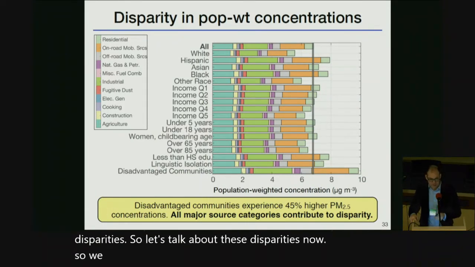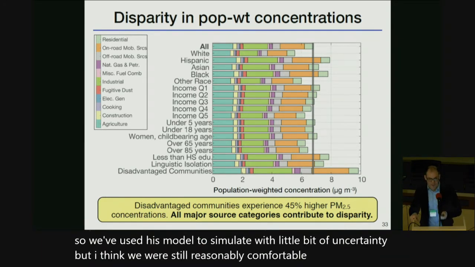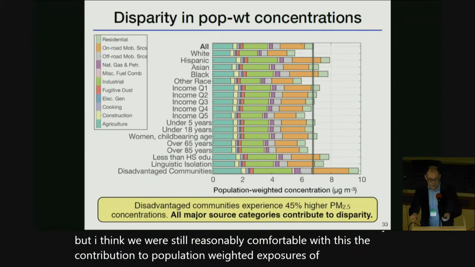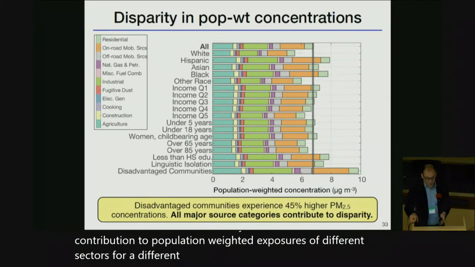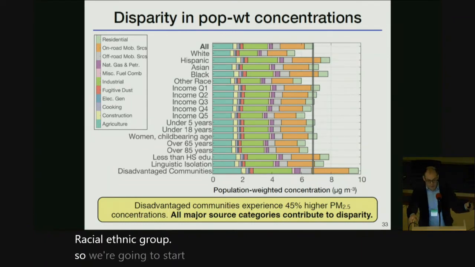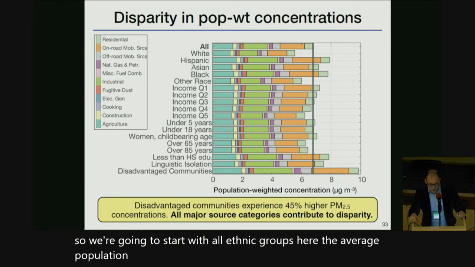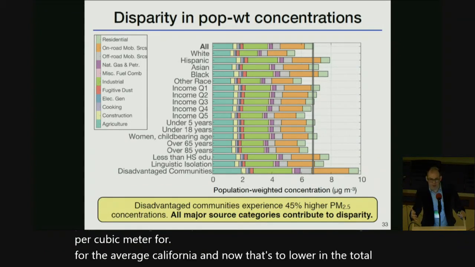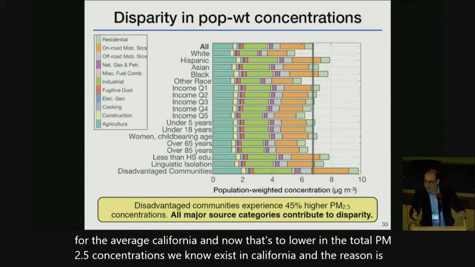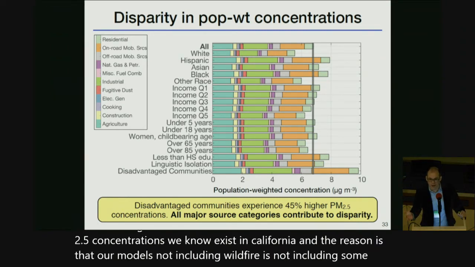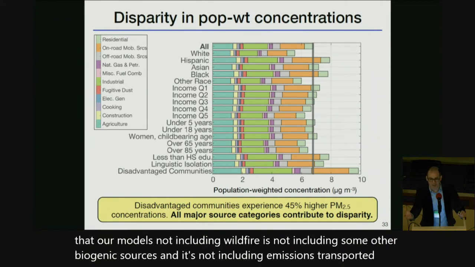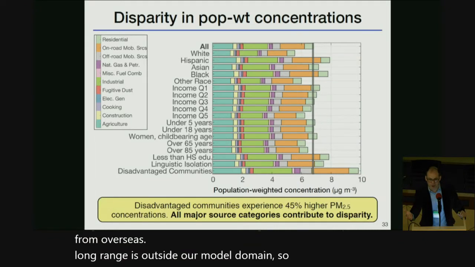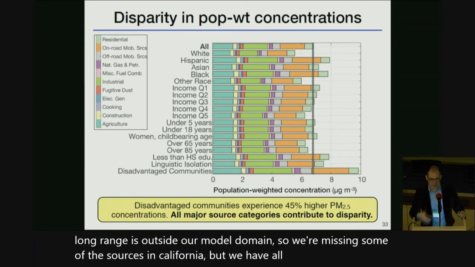So we've used this model to simulate, with a little bit of uncertainty, but I think we're still reasonably comfortable with this, the contribution to population-weighted exposures of different emission sectors for all sorts of different racial and ethnic groups. We're going to start with all ethnic groups here. The average population-weighted exposure is about 6.5 micrograms per cubic meter for the average Californian. Now that's lower than the total PM2.5 concentrations we know exist in California. And the reason is that our model is not including wildfire, it's not including some other biogenic sources, and it's not including emissions transported from overseas and from long ranges outside of our model domain. So we're missing some of the sources in California, but we have all the major anthropogenic emission sources in California.